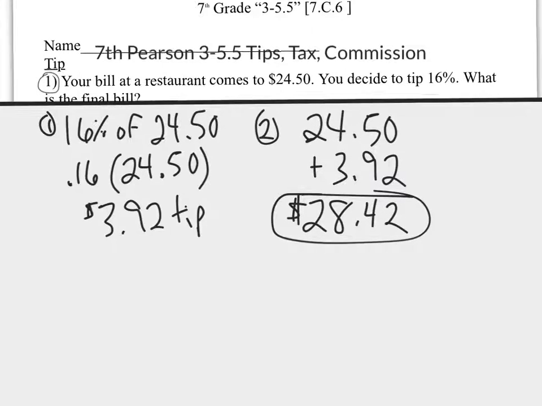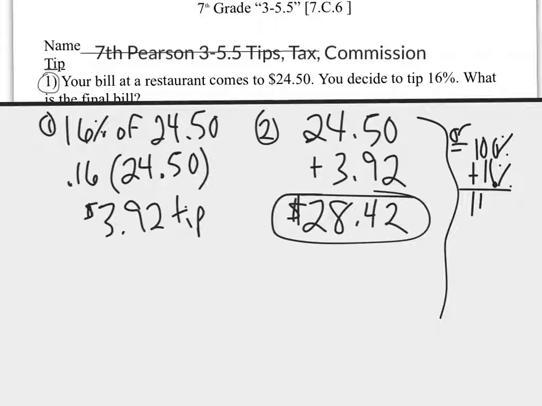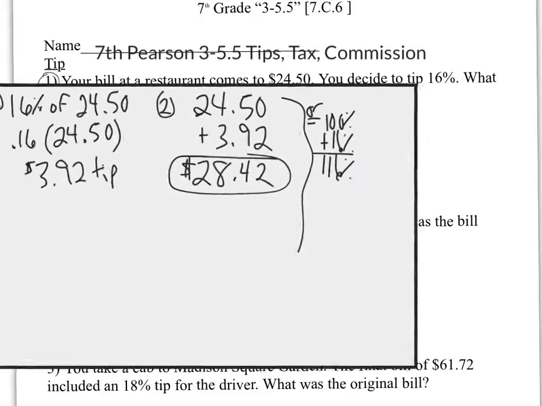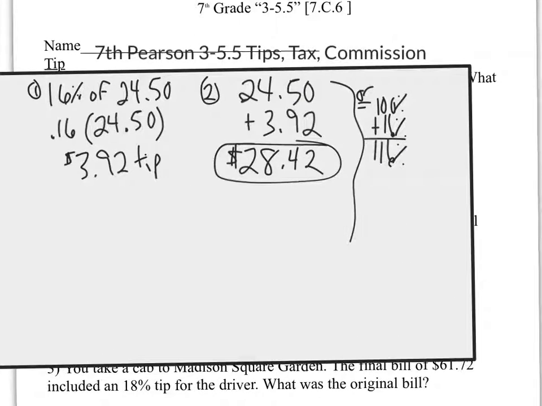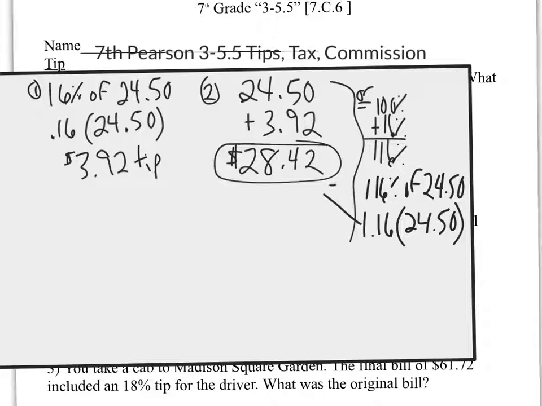It is possible to do this a couple other different ways. One thing we talked about with markups the other day, you could look at this as, I'm paying, full price would be 100%. I'm paying another 16% on top of that. So I'm paying 116%. So you could say, I'm going to figure out what is 116% of $24.50, and that would actually give you your total costs. Okay, if you multiply that out, you will get $28.42.